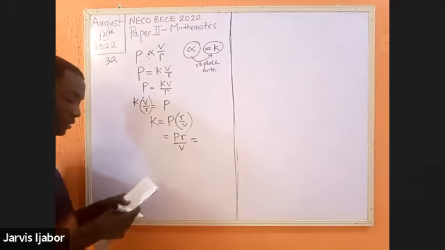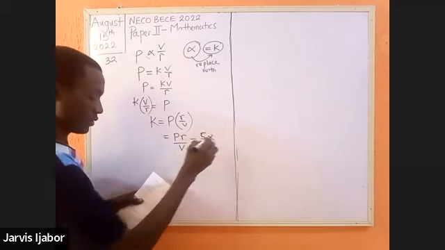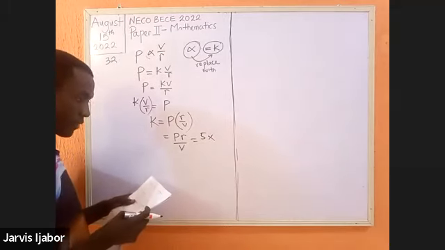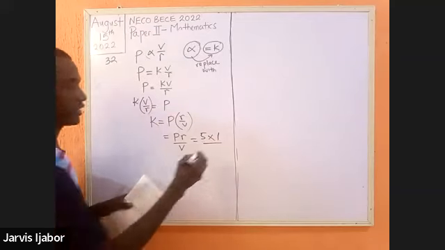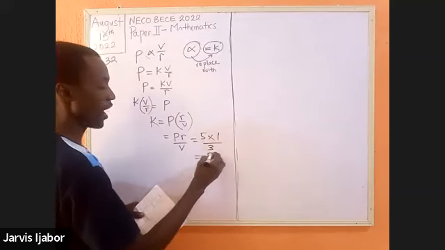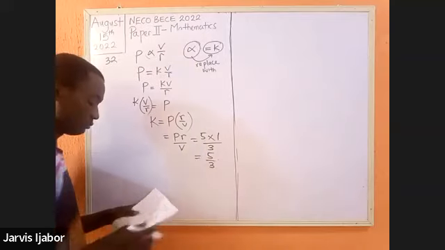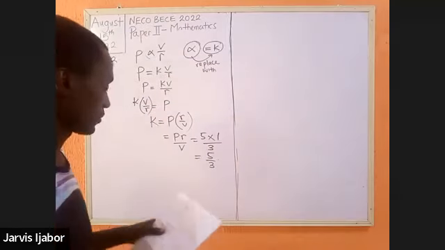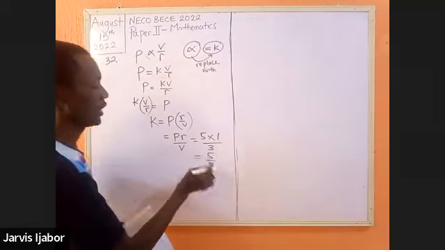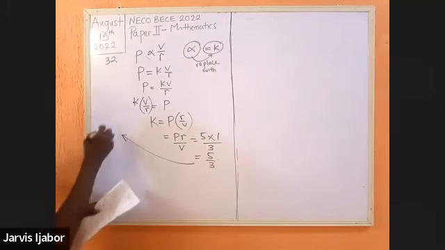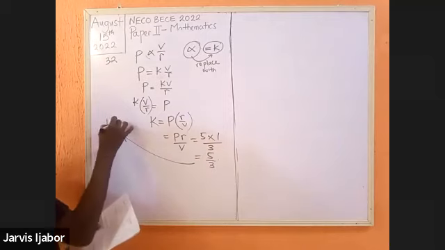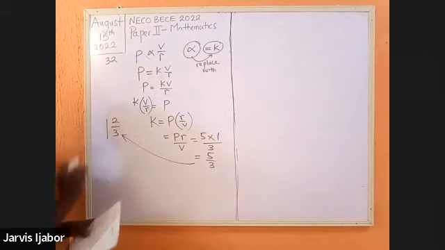Now what is P? P is 5. What is R? R is 1. And what is V? V is 3. And that will be 5 over 3. Here, the answer was converted to mixed numbers. So this will be 1 whole number, 2 over 3.